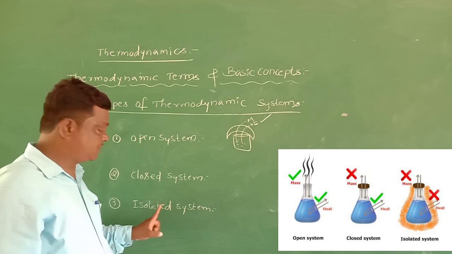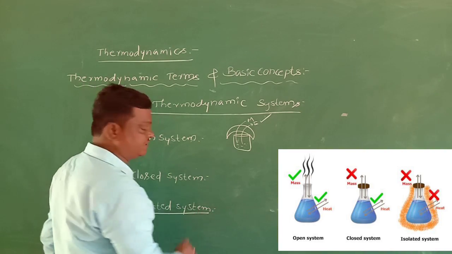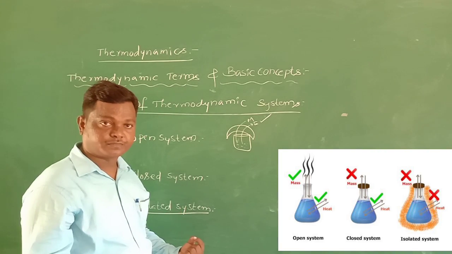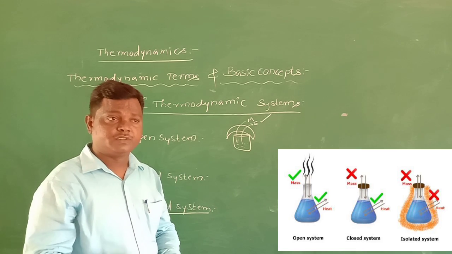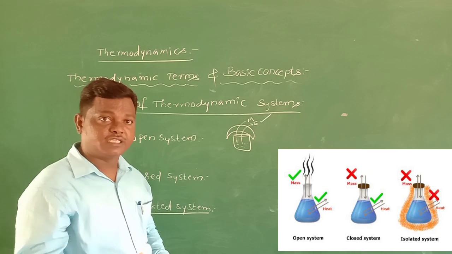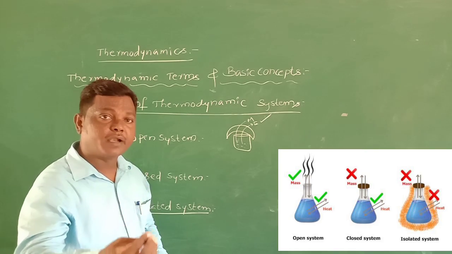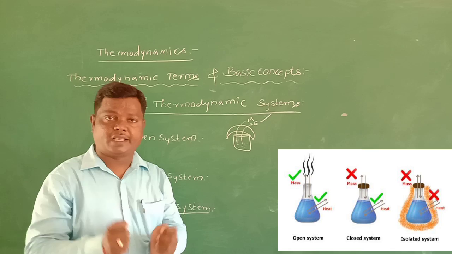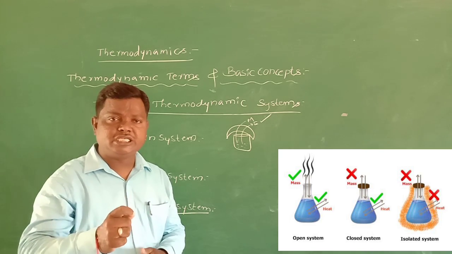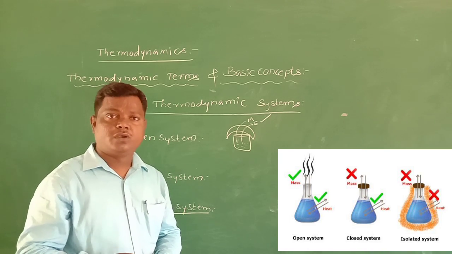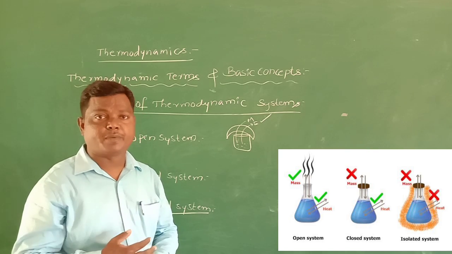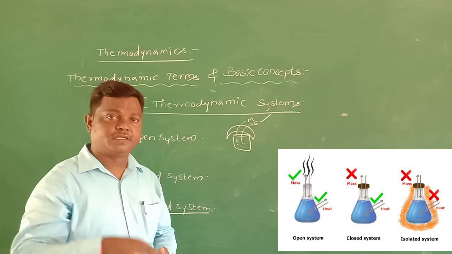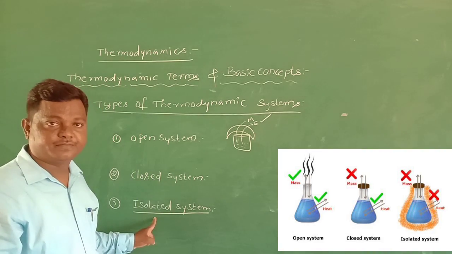Coming to the third one, the isolated system. An isolated system can transfer neither energy nor matter to the surroundings. That is called an isolated system. The best example of an isolated system is tea in a thermos flask. Generally, when we use a thermos flask, there is no change in the heat. That is called an isolated system.